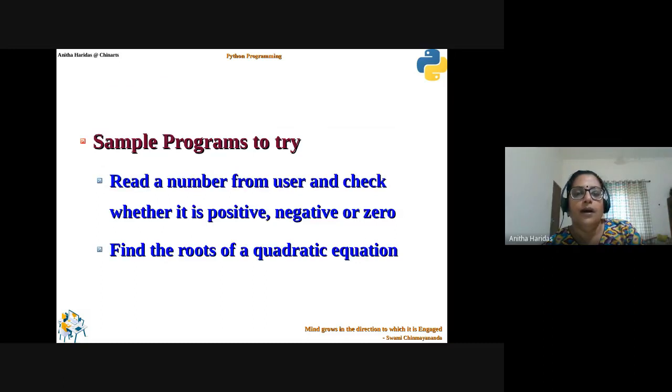Now this is your assignment. You have to do this assignment. You have to submit by tonight, 8 p.m. Sample programs to try. You are going to read a number from a user and check whether it is positive, negative, or zero. So what you are going to do, you can try the arithmetic operators, and along with that you can also try if, elif, and else. So wherever it is applicable, the corresponding statement must be used. You can use if else, or you can use if, elif, else, depending upon the situation.